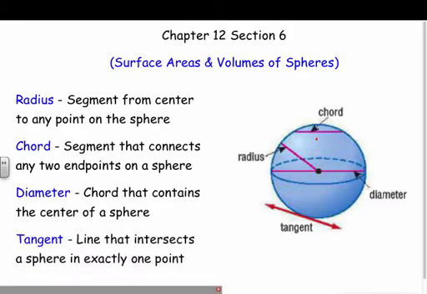And then we also have tangent lines that just intersect the sphere in exactly one point. So those are kind of on the outside, just kind of skims the sphere, intersects it in one point. So for example, that tangent line intersects about right there. So just a couple terms. You can name radii and chords and diameter and things like that when given a sphere with actual points.